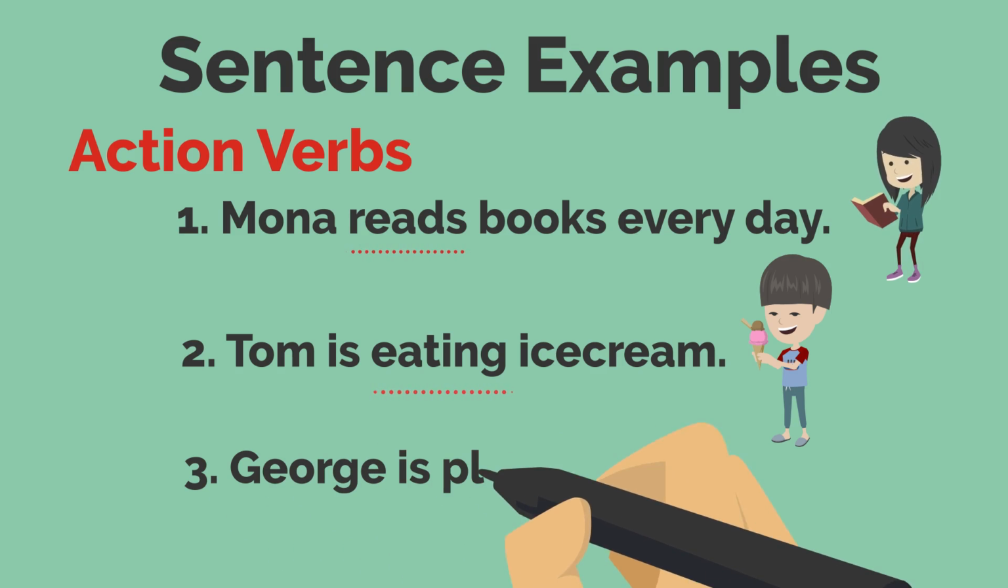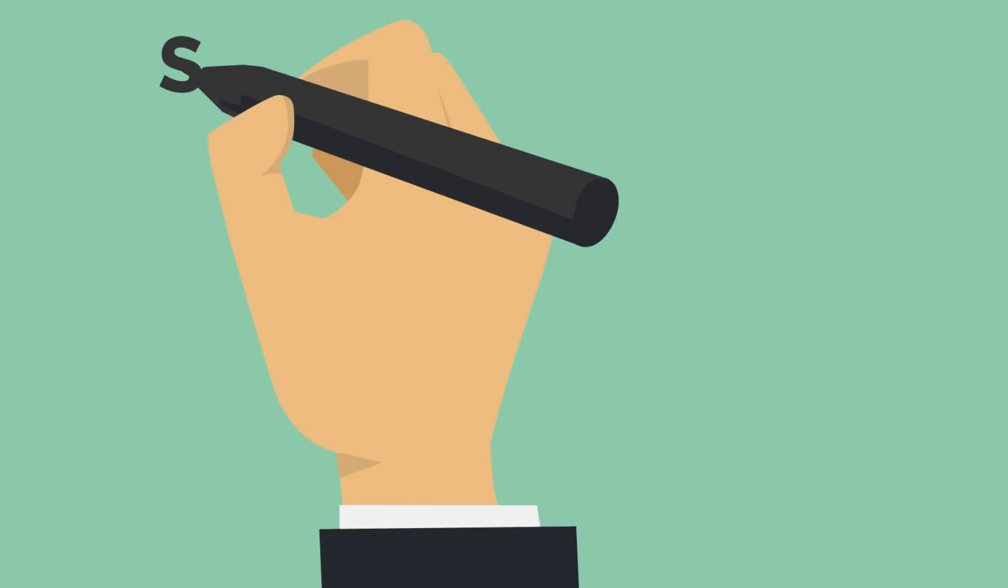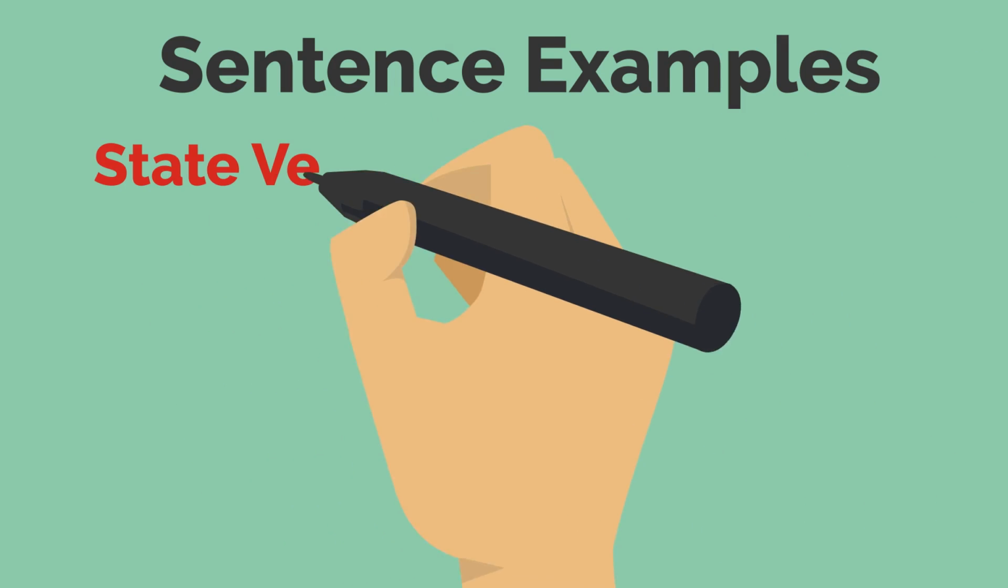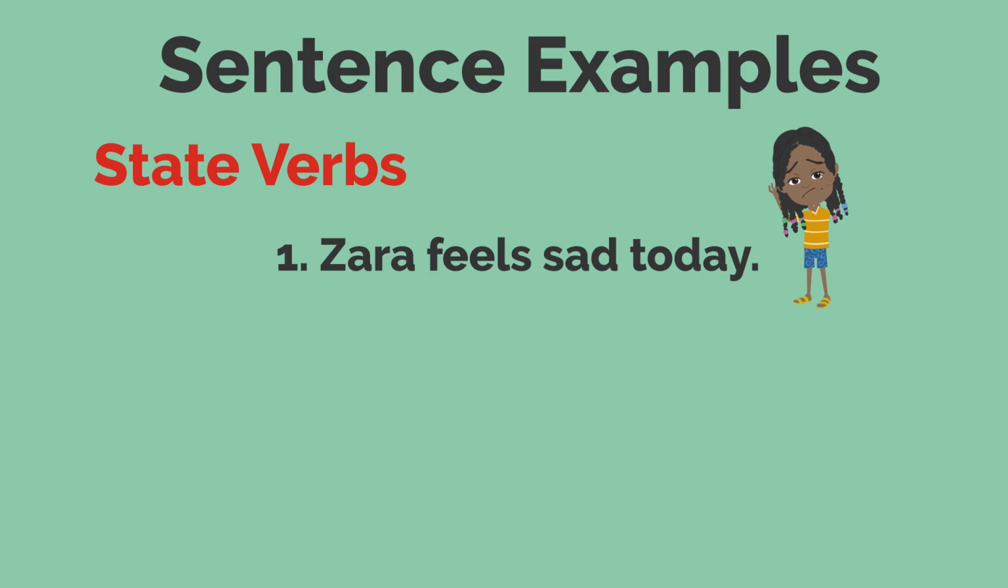Third, George is playing football. Now what is George doing? Playing. So playing is describing his action. Now let's look at the sentences of state verbs. First, Zara feels sad today. What is the state of Zara? She is feeling sad. So feels is a state verb.